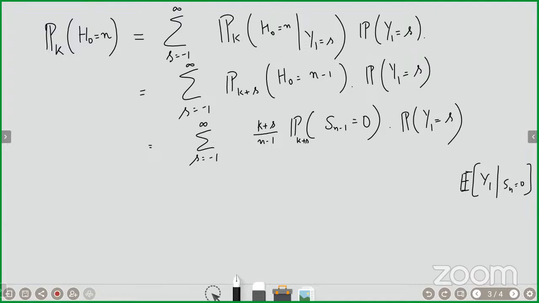And remember how we went from here to here. I can always go back. So I took this using the Markov property with k. What did I do? From k to k plus s and n to n minus 1. Now I have n minus 1 and k plus s. I can go backwards. I can of course write this as beyond k.